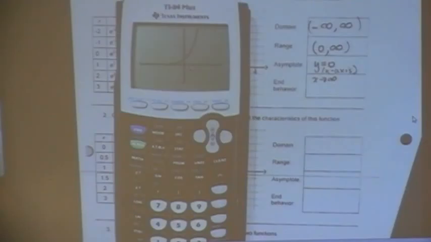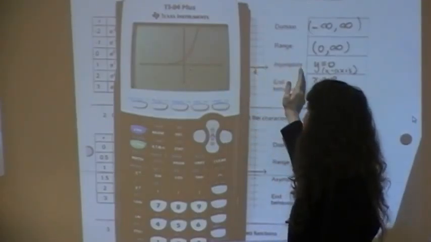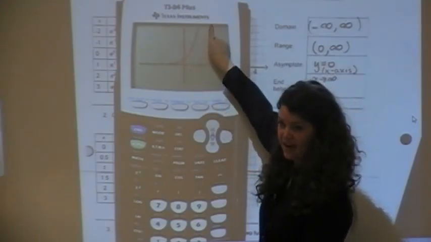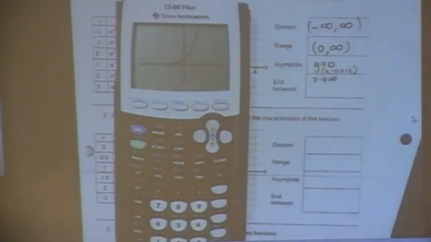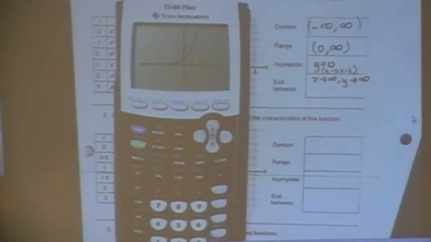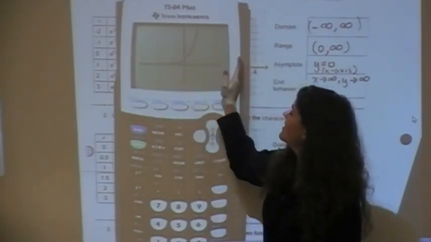So when we're looking at it, we're going to read first from left to right just like always, as x goes to infinity. So it's this weird little arrow. They're saying if we were reading from left to right and x was increasing and going towards infinity, what is y doing? As x is moving this way, where is y headed? Up. To where? Infinity. So that's the end behavior. As x is going to infinity, y is going to infinity. That is the right hand end behavior, meaning the right side of our graph.